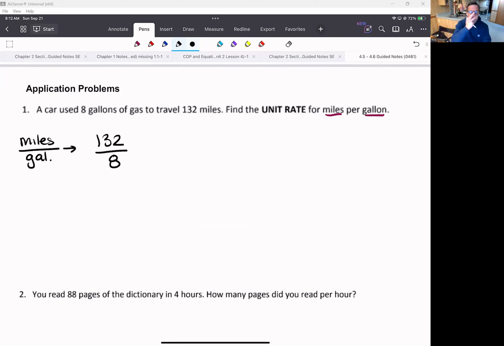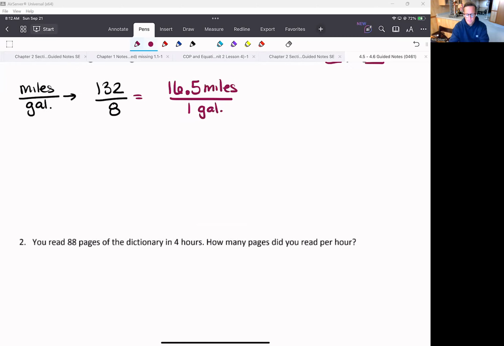Yeah, I thought that came out to a decimal. But yeah, 16.5. So that comes out to 16.5 miles per 1 gallon. All right, so there you go. You want to set it up like that.